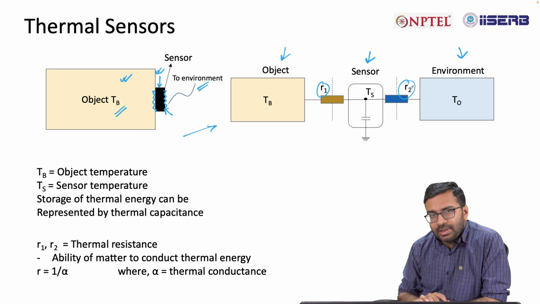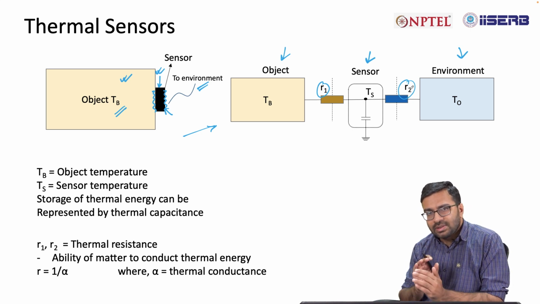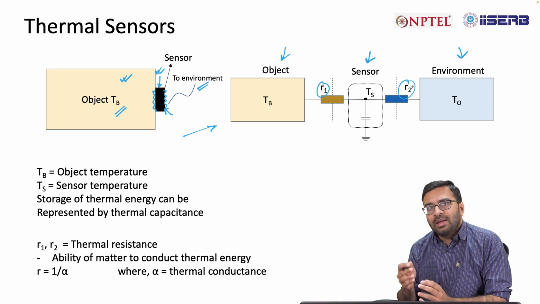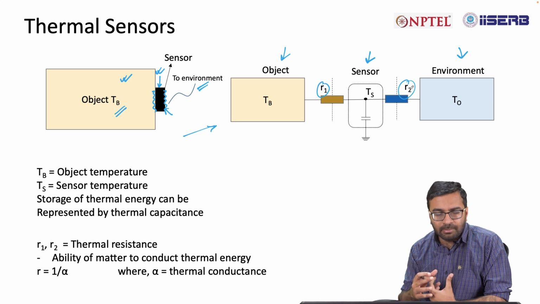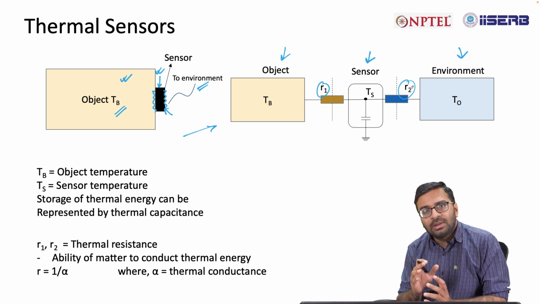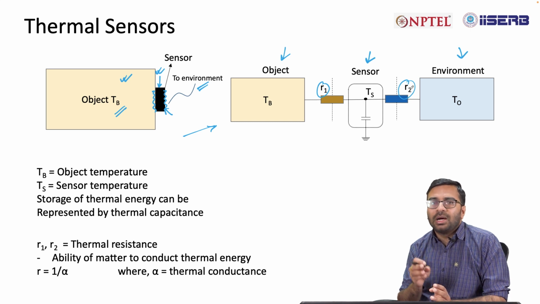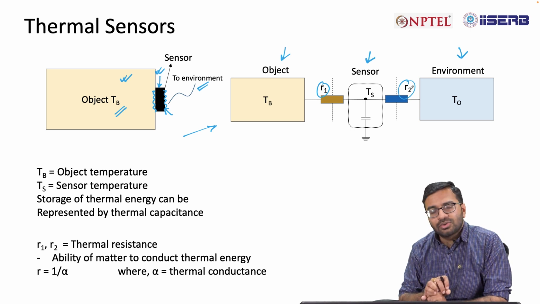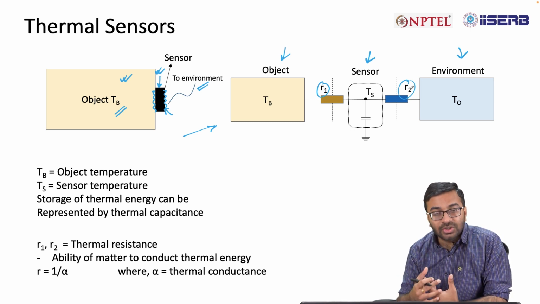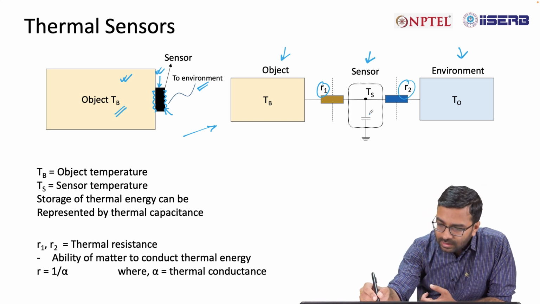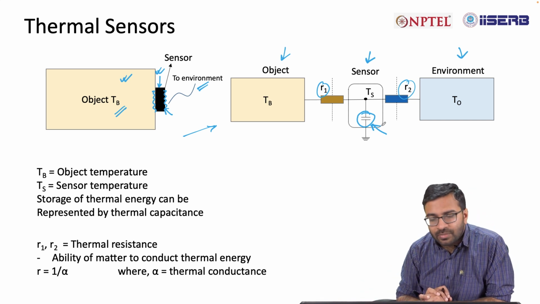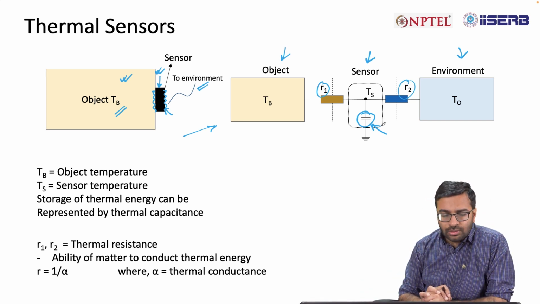Now almost every material has a tendency to store heat energy once you heat it up. That extent of storage may vary from material to material, but they store some heat energy when you apply heat to the material. Sensors are also made of different materials, so they will have some thermal storage capacity, and that is indicated here by a capacitor. This capacitor shows the thermal storage capacity.